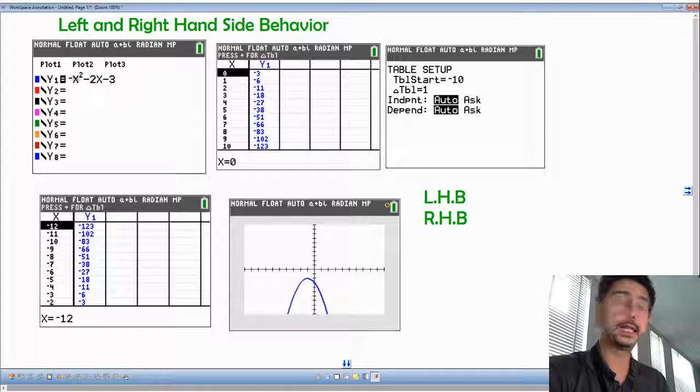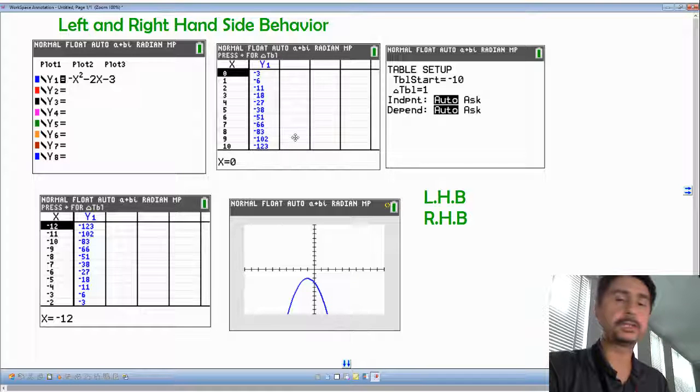Look where I'm highlighting here. Let's say we have a polynomial equation, y equals negative x squared minus 2x minus 3. And they say graph it, and we want to find out all about the left-hand side and the right-hand side behavior. Well, one of the fastest ways to analyze this is by using the table feature.